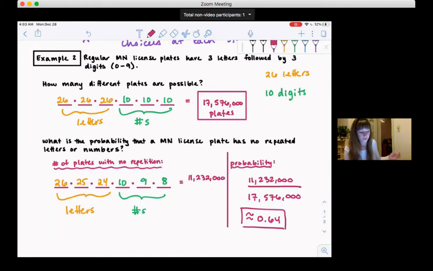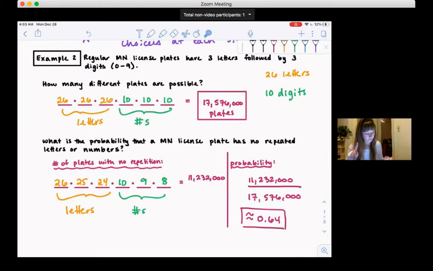So it's more likely than not that there's no repetition, but not by very much. And again, the main idea here is that you're multiplying by the number of choices you have at each step. In this case, the number of choices remaining at each step were changing because once we had used a letter here, we couldn't use it again.